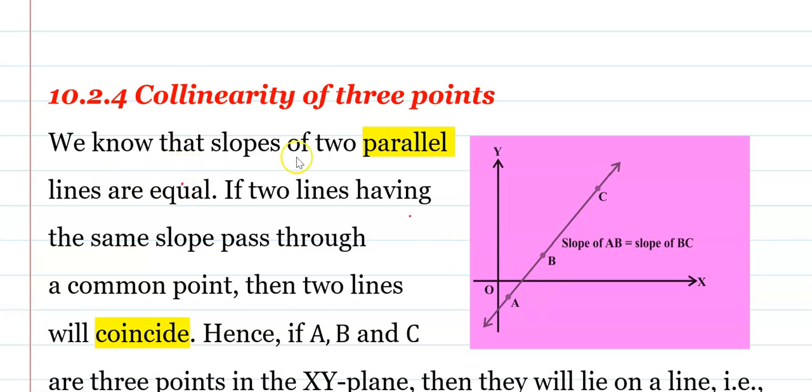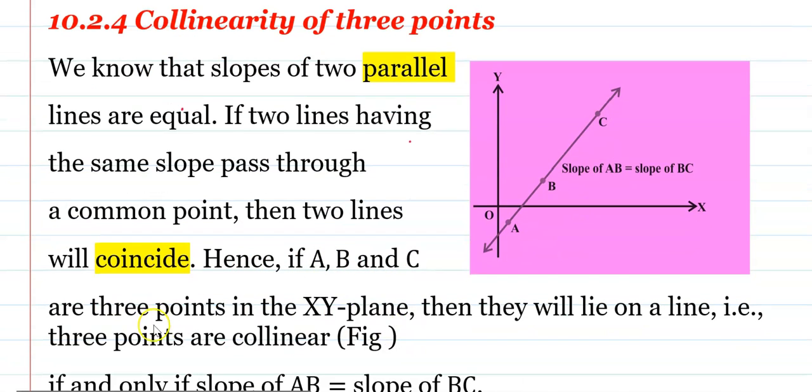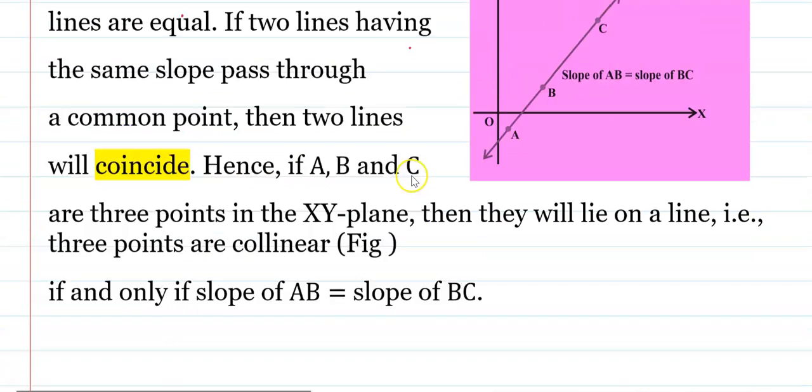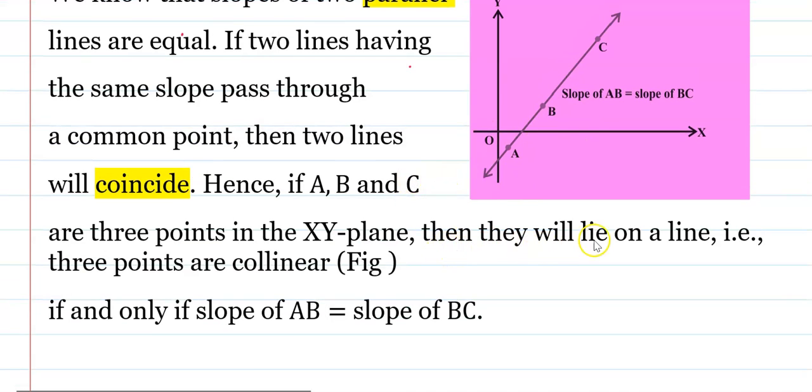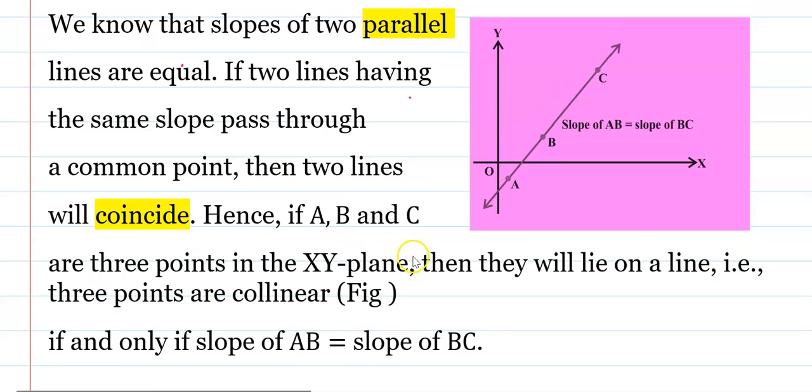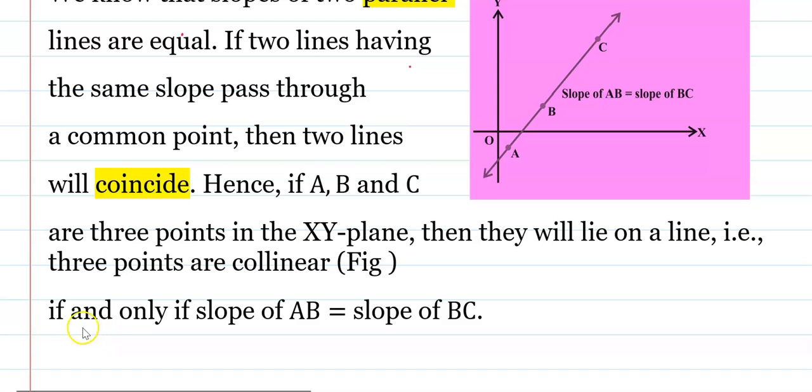Here we know that the slopes of two parallel lines are equal. If two lines have the same slope and pass through a common point, then the two lines will coincide. Hence, if A, B, C are three points in the xy plane, then they will lie on a line, that is, the three points are collinear, if and only if the slope of AB is equal to the slope of BC.